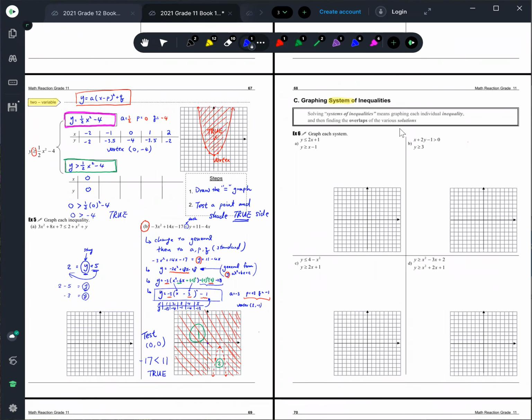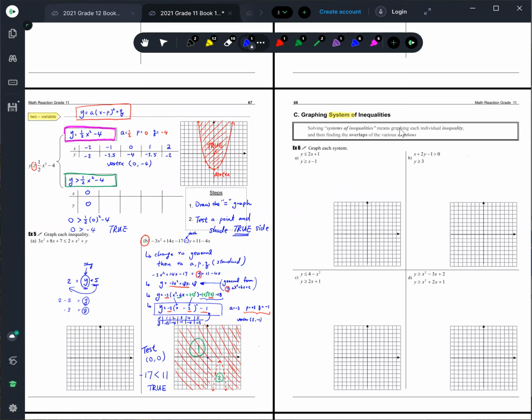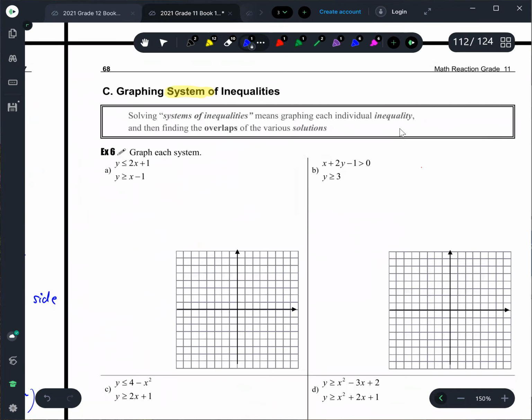Yeah, so for this part, now we cover linear, graphing linear inequality, and graphing quadratic inequality for two variables. So we combine them together, then we call that a system. Solving a system of inequality means graphing each individual inequality and then finding the overlap of the solutions. So you are finding the region where it works for both, okay?